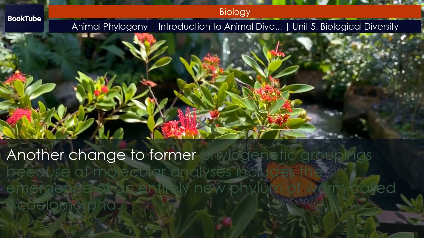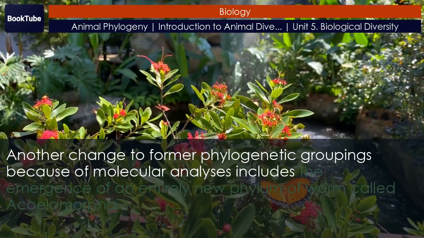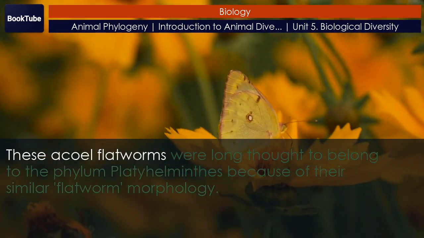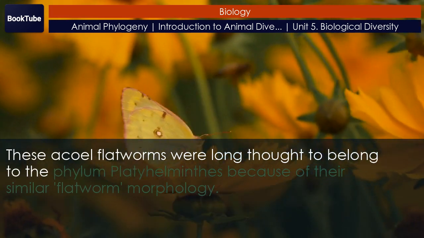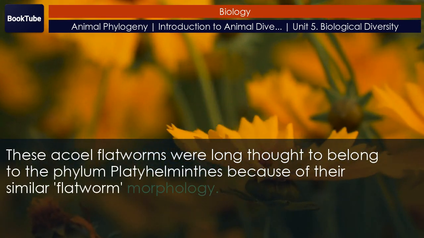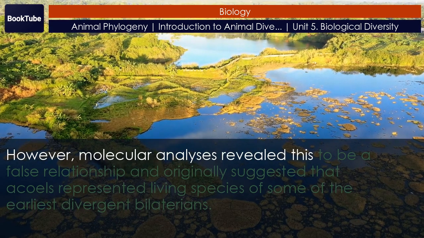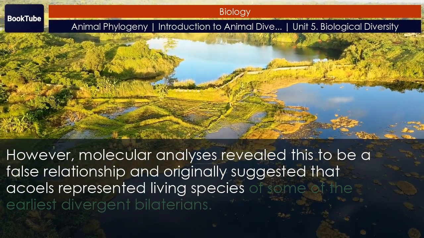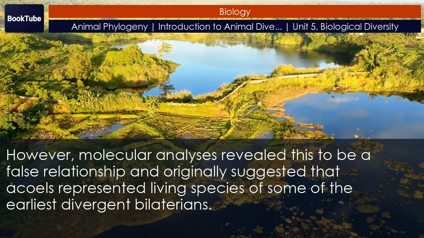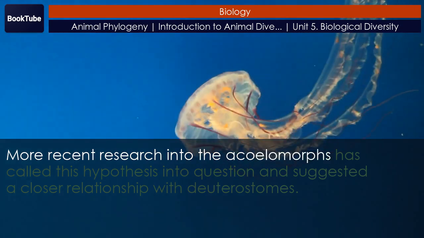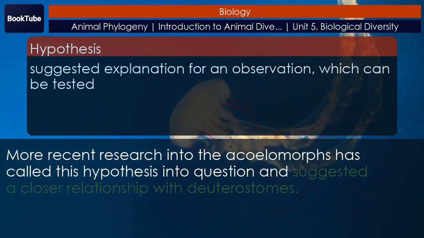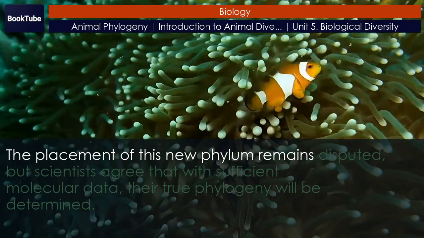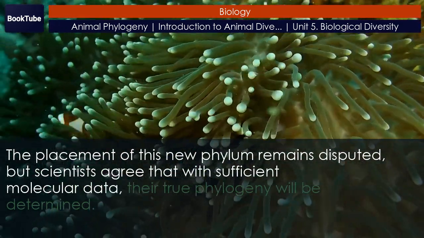Another change to former phylogenetic groupings because of molecular analyses includes the emergence of an entirely new phylum of worm called Acoelomorpha. These acoel flatworms were long thought to belong to the phylum Platyhelminthes because of their similar flatworm morphology. However, molecular analyses revealed this to be a false relationship and originally suggested that acoels represented living species of some of the earliest divergent bilaterians. More recent research into the acoelomorphs has called this hypothesis into question and suggested a closer relationship with deuterostomes. The placement of this new phylum remains disputed, but scientists agree that with sufficient molecular data, their true phylogeny will be determined.